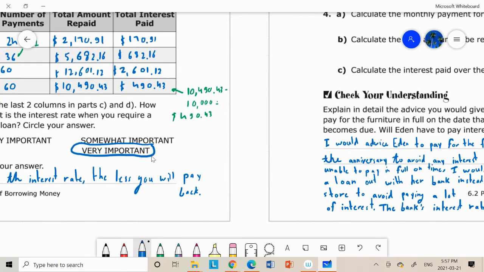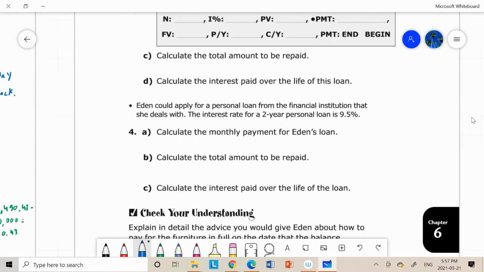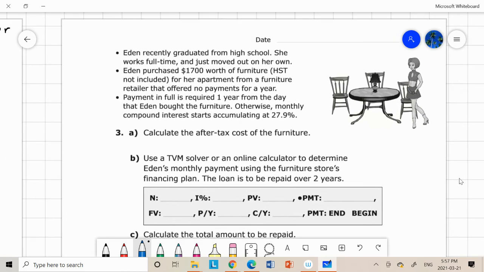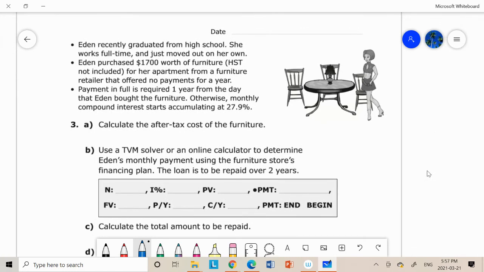Okay, let's take a look at the next example. Eden recently graduated from high school. She works full-time and just moved out on her own. Eden purchased $1,700 worth of furniture, HST not included, for her apartment from a furniture retailer that offered no payments for a year. Payment in full is required 1 year from the day that Eden bought the furniture. Otherwise, monthly compound interest starts accumulating at 27.9%.